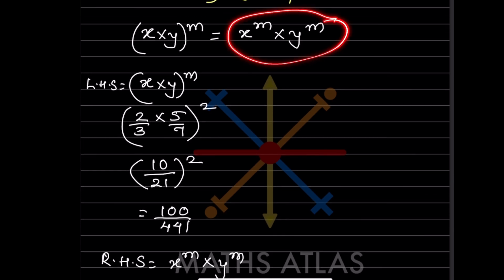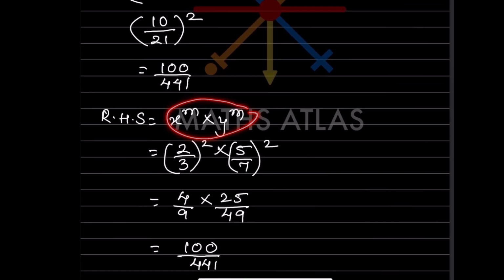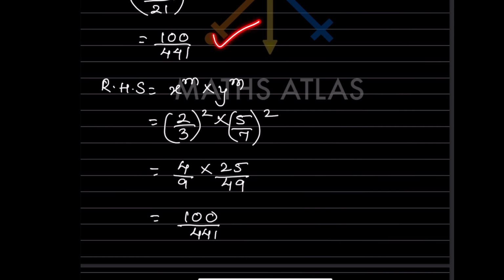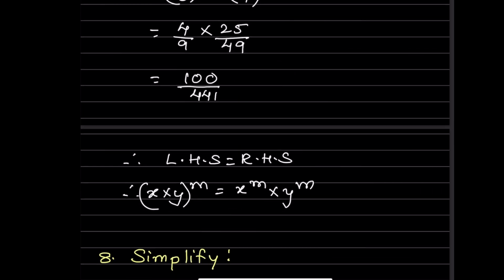So now this one, 2 by 3 raised to 2 into 5 by 7 raised to 2. So that is going to be 4 by 9 into 25 by 49. So this is again going to be 100 by, when you multiply this into this, that is going to be 441. So what you can see, the left hand side also is 100 by 441, and the right hand side also is 100 by 441. So we can say LHS is equal to RHS. Therefore, x into y raised to m is equal to x raised to m into y raised to m. We can also write that hence proved.